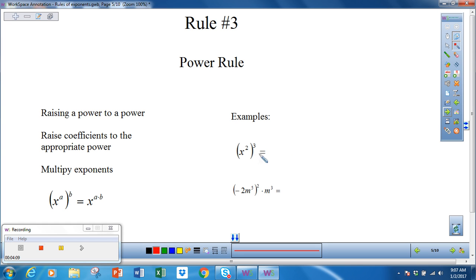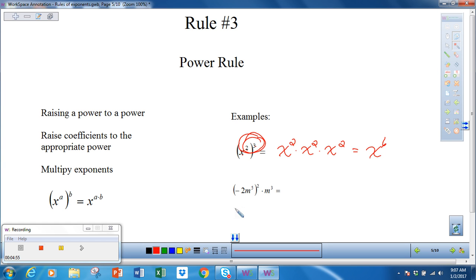For this one, we have x squared raised to the 3rd, so we multiply those exponents. The reason we do that is because that's like saying x squared times x squared times x squared. And again, we add exponents, so that's x to the 6th. So we can just multiply those coefficients.